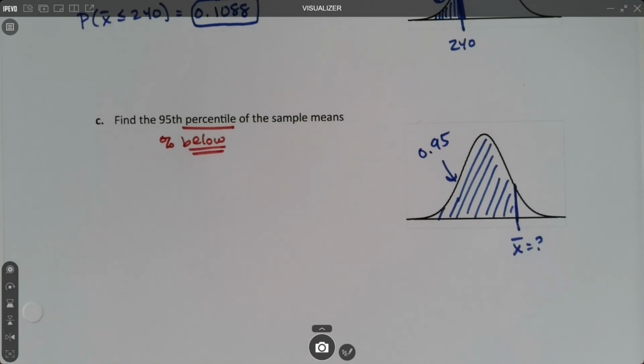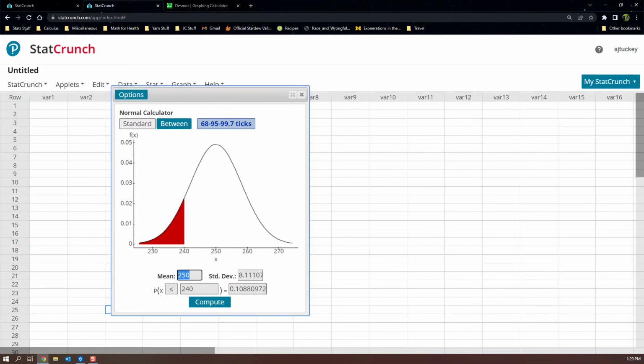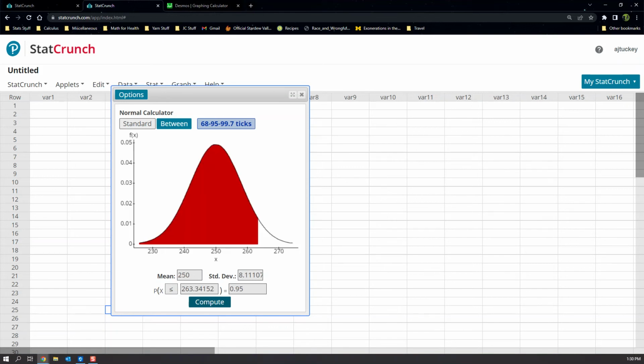Okay, so let's go back to StatCrunch. We, of course, leave it 250 and 8.11. Those are going to stay for this whole problem. What's going to change is I'm going to go over here and get rid of this area because it's no longer the same problem that it was before. I'm going to put in an area of 0.95, and I want it to be a less than because it's pointing to the left for my shading. So I click compute, and there we have it.